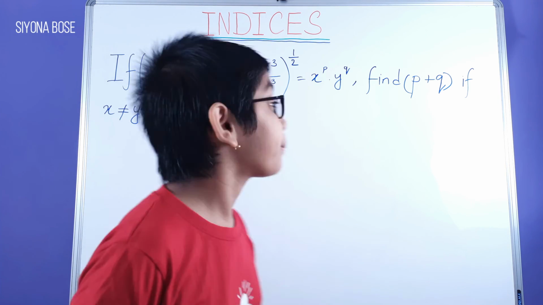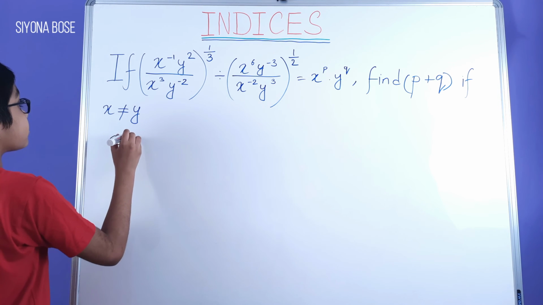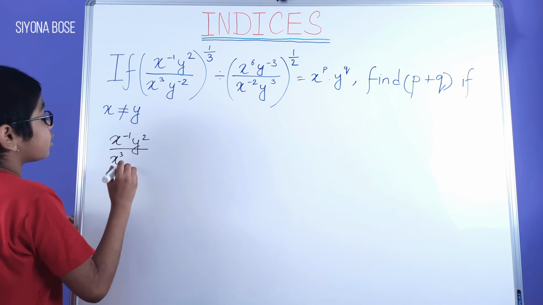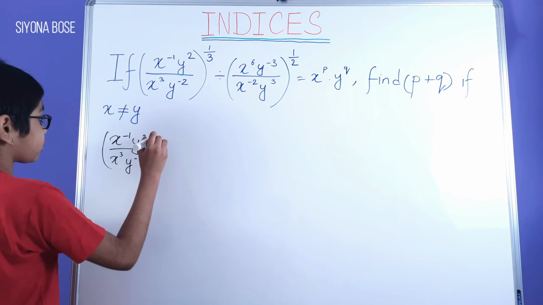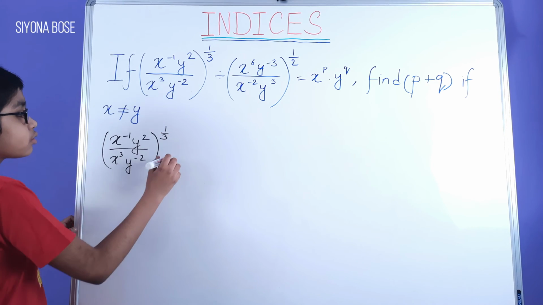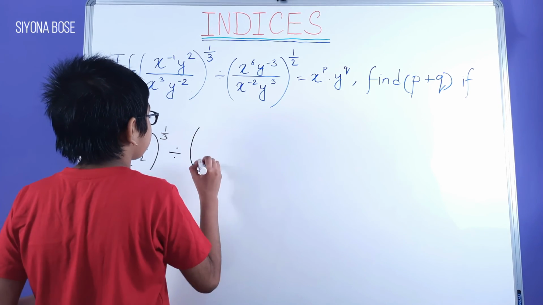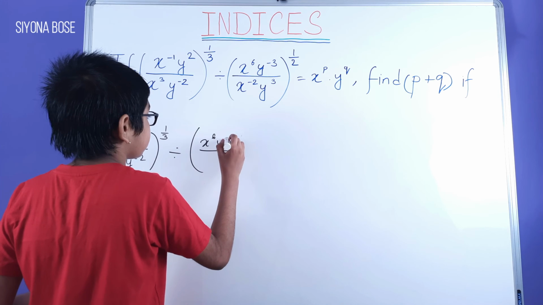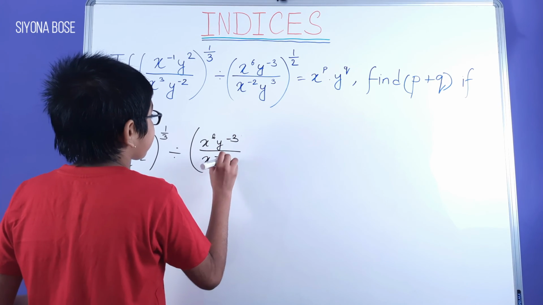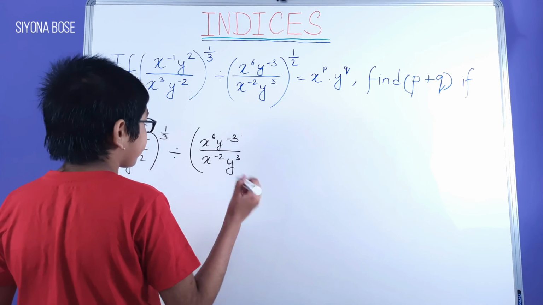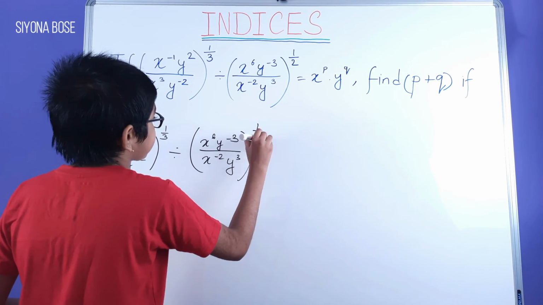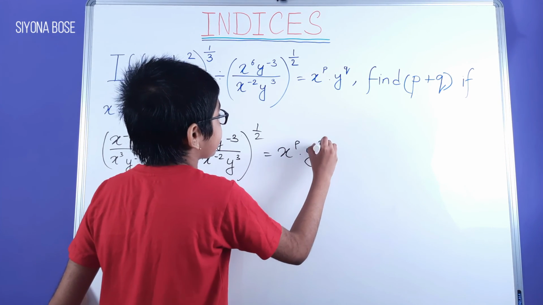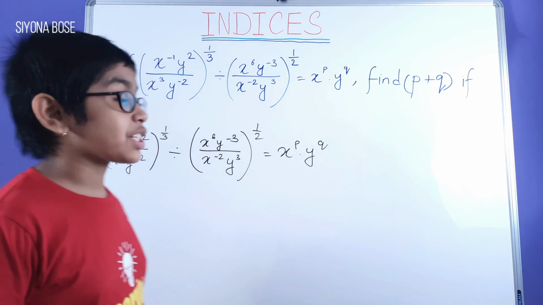Firstly, copying down the sum. y squared by y to the power minus 2. Then x to the power of 6, y to the power minus 3, x to the power minus 2 into y cubed, whole to the power of 1 by 2, is equal to x to the power of p into y to the power of q. Now we can move on to solving this.